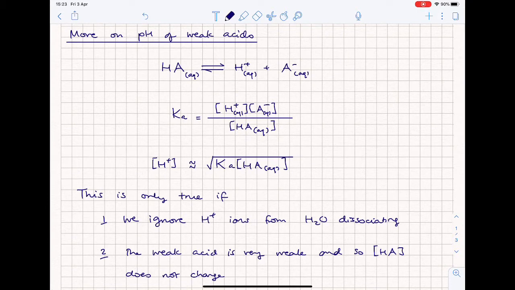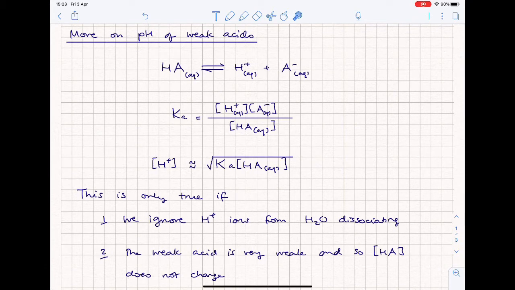The second assumption is that the H plus ions in solution that causes the pH of the solution is only coming from the acid itself. Well, that's not true, because there'll be some H plus ions from water dissociating, ionizing, because water, we know, ionizes not significantly, but it does ionize.